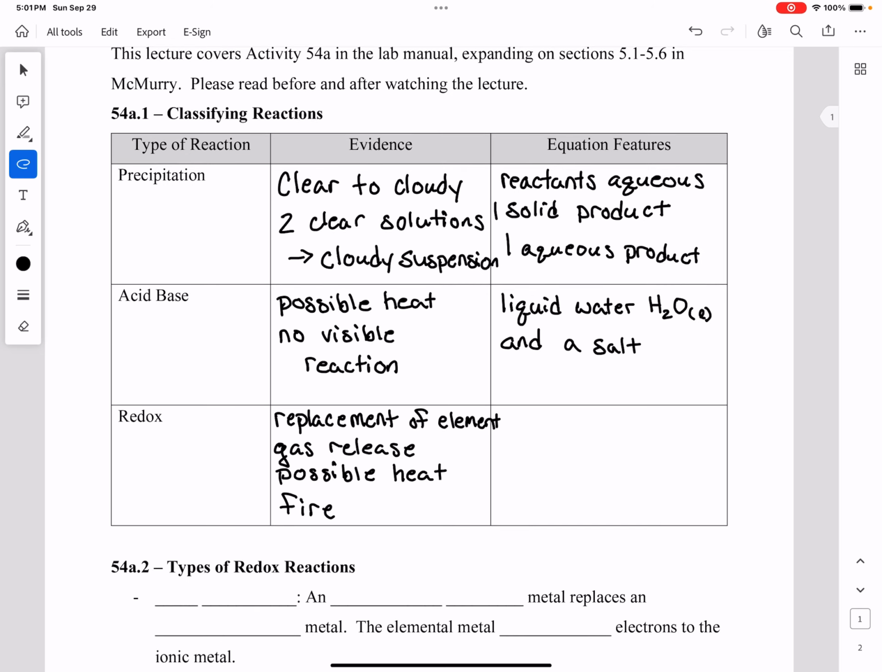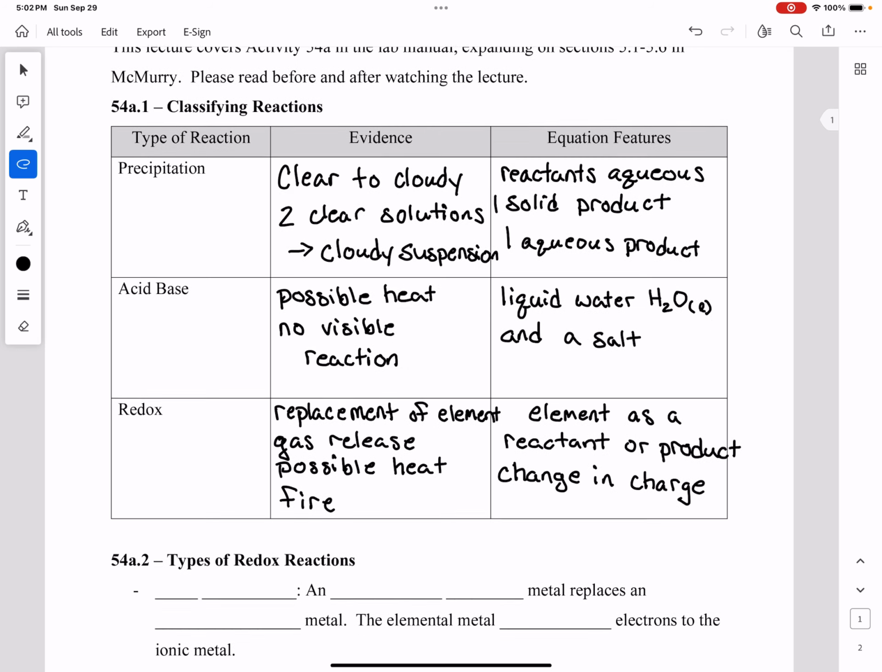That's fun. So what you're looking for in the equation would be an element as a reactant or a product. Okay, you can also look at a change in charge. Okay, so that's just a quick reference for you to be able to classify a reaction, classify a chemical equation when you're presented with one.